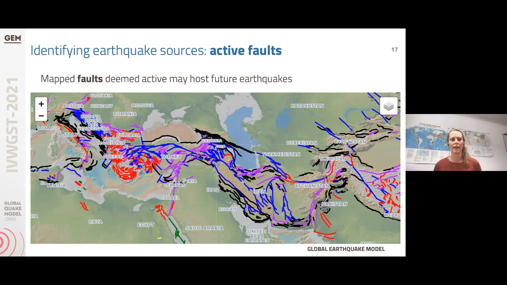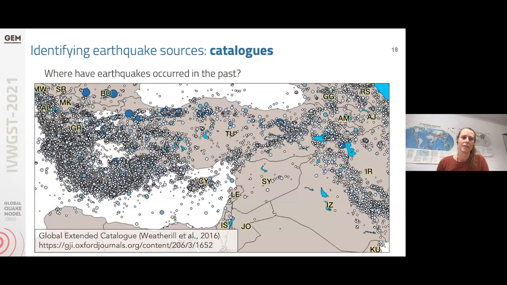And then finally, earthquake catalogs. These show where earthquakes have occurred in the past, and so in theory, there are also locations that earthquakes could occur in the future. They also give us more of an indication of the rate of seismicity that's produced. And this is one of the most important data types used in producing a PSHA.